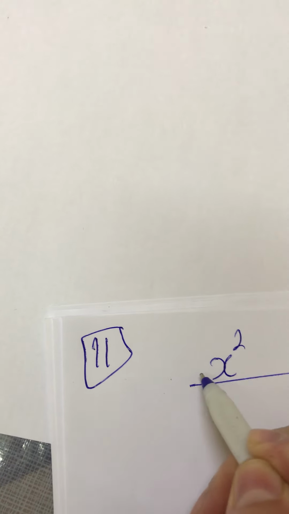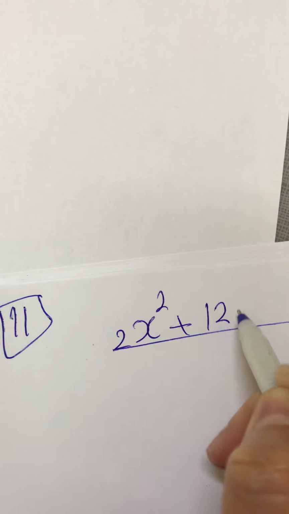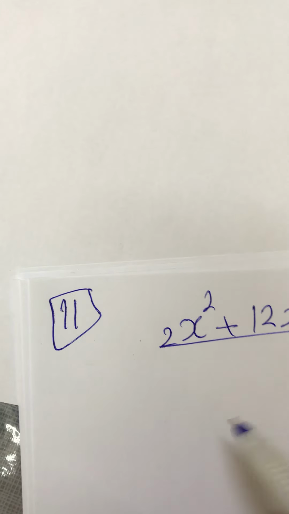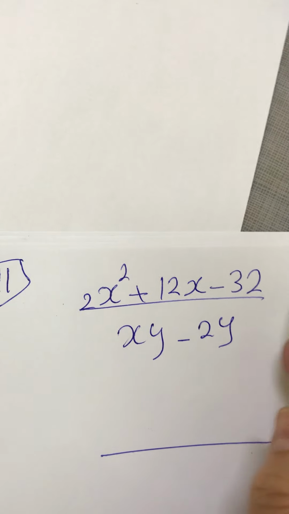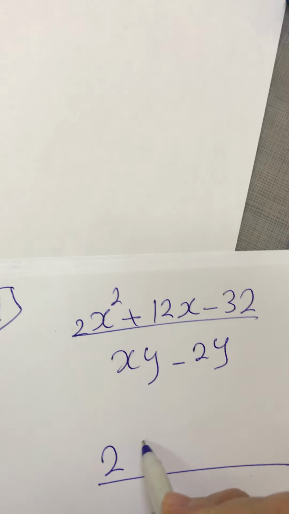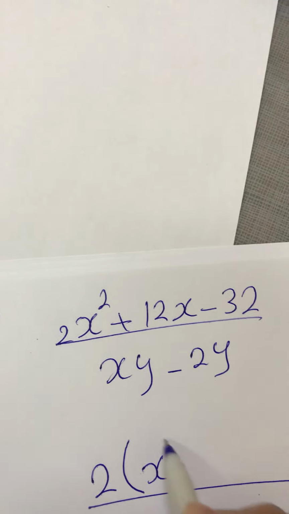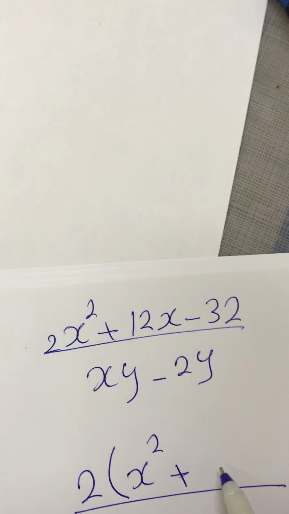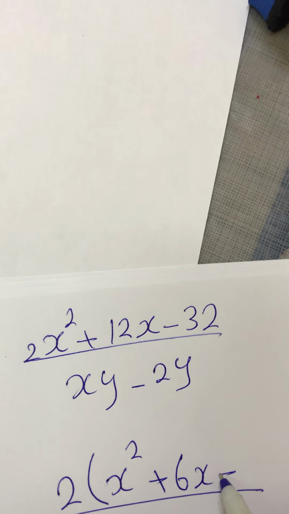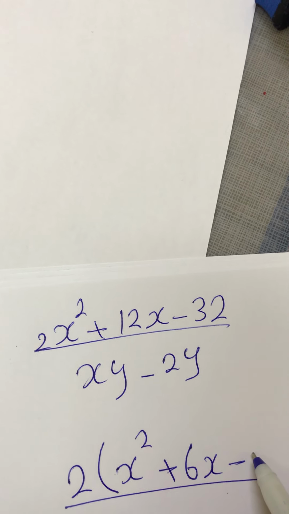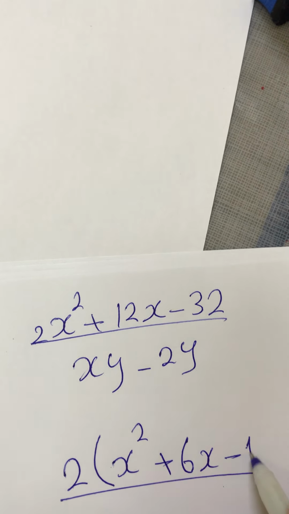Let's solve number 11. The same exercise 1 star, page 363. In number 11, we have 2x squared plus 12x minus 32 over xy minus 2y. I'll take a common factor from these three terms, which is 2. Open brackets, 2x squared divided by 2 equal x squared. Positive 12x divided by 2 equal 6x. And negative 32 divided by 2 equal negative 16, like this.